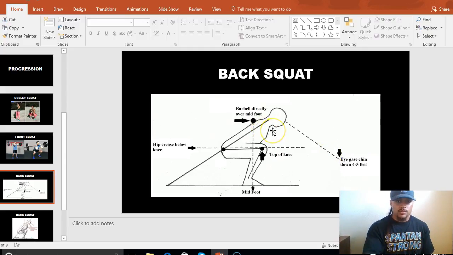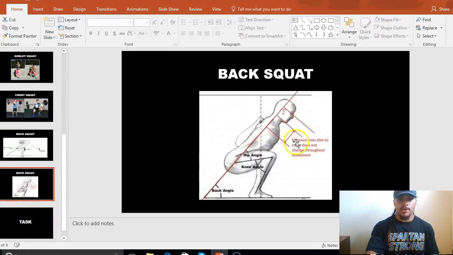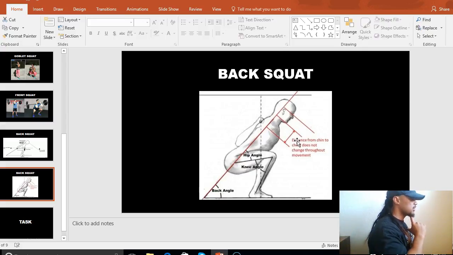So notice the chin. The chin will always be pretty neutral, right? So what we don't want is the chin to come up, and we don't want the chin to come down, that creates a cervical spine fault, energy leakage throughout the movement. The next one is a little bit better in explaining it. So we want the distance between the chin and the chest to be the same throughout the whole movement, whether you're standing or you're at the bottom position of the squat.